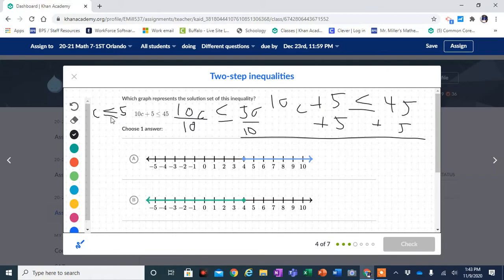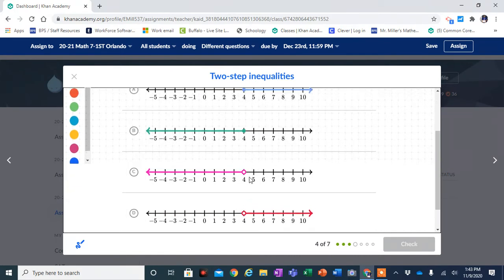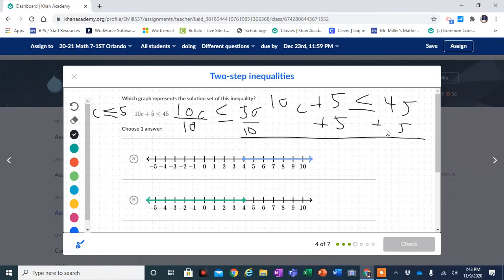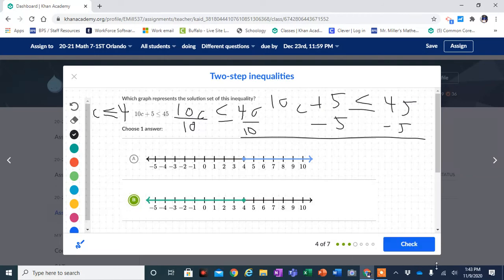Since there's a line underneath the symbol, it's solid. So a solid dot, like in A and B, but not the way it is here in C and D. And I made a mistake because, again, if this is plus 5, that would mean that I would have had to subtract 5. So again, be careful in your work. That would be 40, which would mean that this answer here would not be 5, that would be a 4. So we're looking for C is less than or equal to 4 with a solid dot. The answer is B.